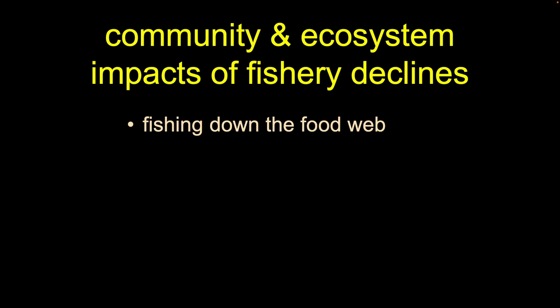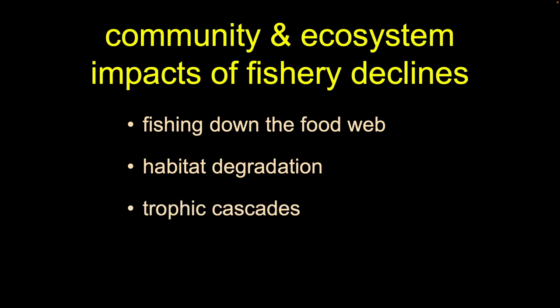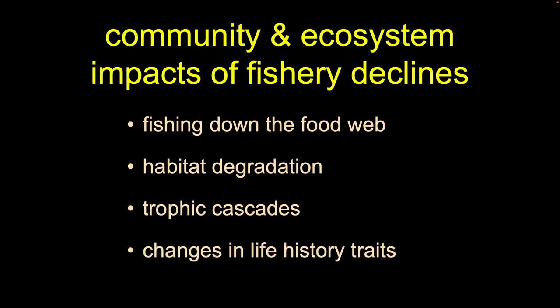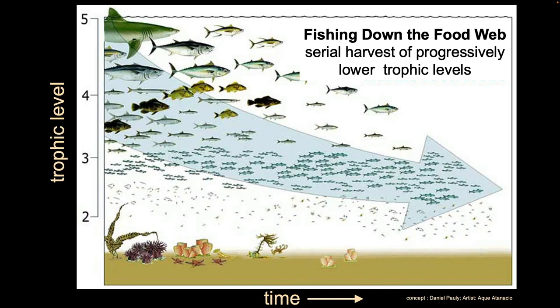What happens, you guys probably know this, but examples of when we do this over-harvesting, what can happen? A couple ideas. First one, fishing down the food web. Second, habitat degradation, just the trawling itself or the fishing itself might break the coral or damage the benthos, that kind of thing. Trophic cascades, so altered abundances of populations. And then ultimately we can see changes in life history traits. So let's look at those real quick.